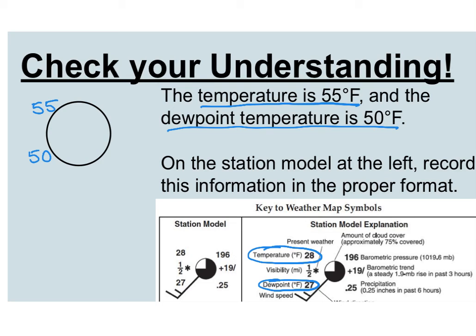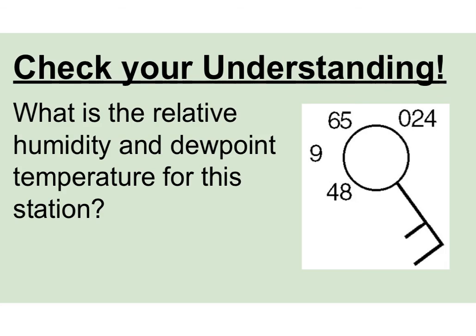And remember, there are no units on a station model. So if you put 55, or if you said that there should be a degrees Fahrenheit here, that's wrong because we don't put units here on this station model. We're trying to make these little station models as tiny, as simple as we possibly can. And by putting units there, it just complicates things. That's why we don't put the units on them. All right, one more question. What is the relative humidity and dew point temperature for this station?